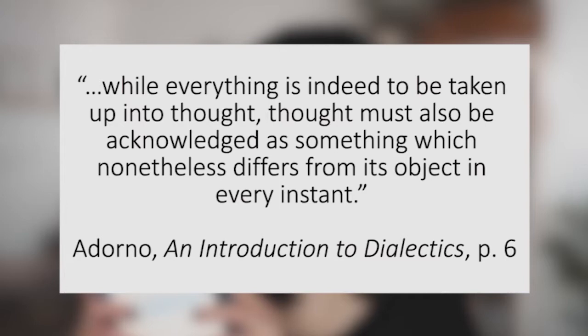So Adorno reminds us that what we think about the thing isn't identical with the thing itself. He writes, "While everything is indeed to be taken up into thought, thought must also be acknowledged as something which nonetheless differs from its object in every instant." Okay, so we have to think, or at least be aware, that our thought and the thing are not the same thing, are not the same entity. Well, they're just not. We know this. Okay, basically, we do not know what the thing is, it is only our perception about the thing that we know. That's all we can know.